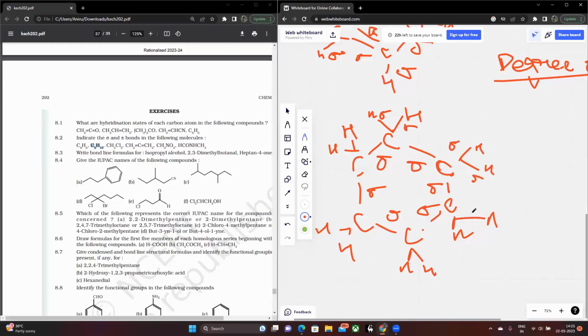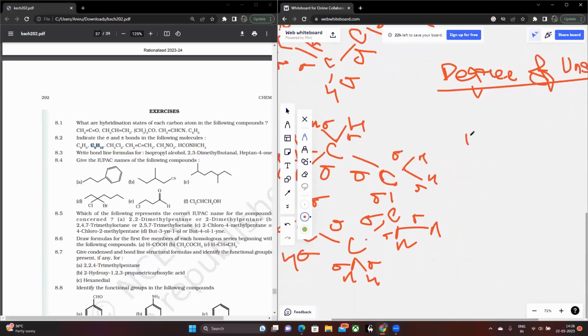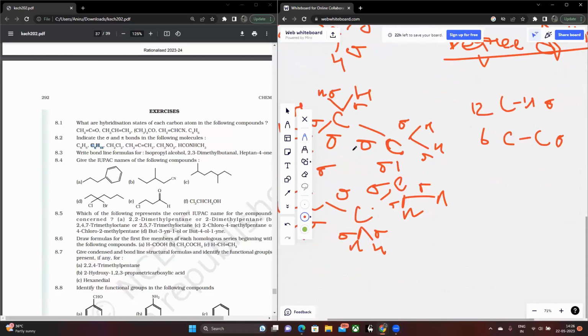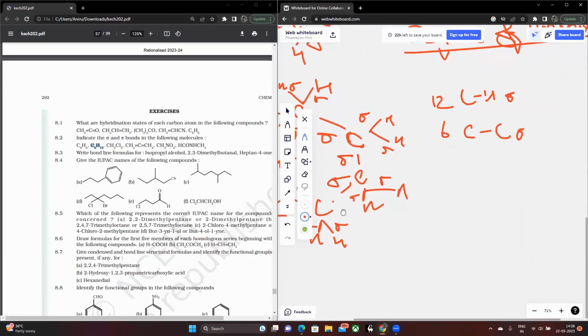This is sigma, this is sigma, this is sigma, this is sigma. This is a sigma, this is a sigma. It's also a sigma, this is also a sigma. This is also a sigma, and this is also a sigma. So basically you can see that there are 12 CH sigma bonds and there are 6 CC sigma bonds, right? 6 and 2 per carbon, right?